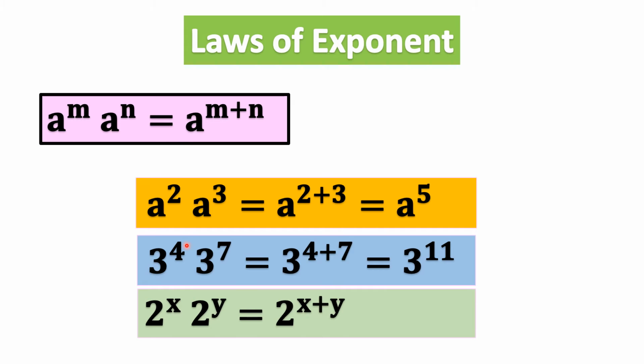Look here, 3 raised to 4, 3 raised to 7. Now if I find 3 raised to 4, it will be a very huge number. 3 raised to 7 will be another huge number, and if we multiply them, we'll get another big number, right? So instead of that, what can I do? I can just use this formula, 3, 3, so 3. 4 plus 7, 11, right? So I get 3 raised to 11. So directly I can just find 3 raised to 11, right?